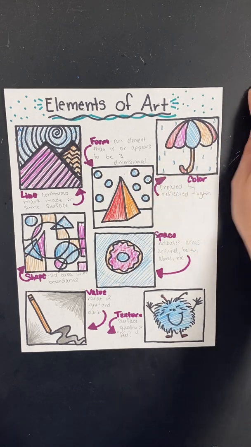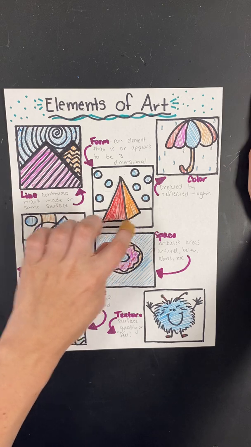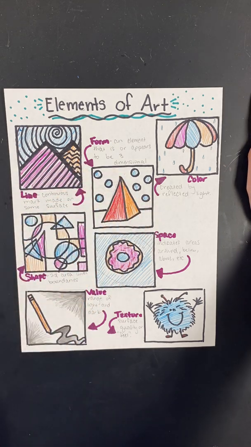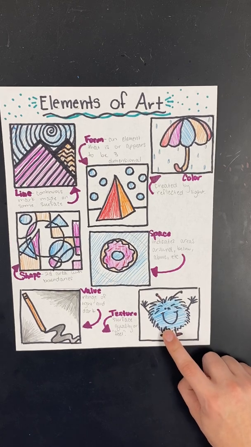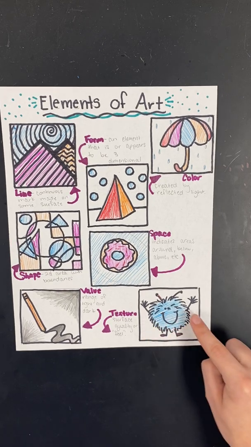Form is an element that is or appears to be 3D. So I made a 3-dimensional shape. I made like a cone. All right. Texture down here, I just made like a fuzzy looking alien.